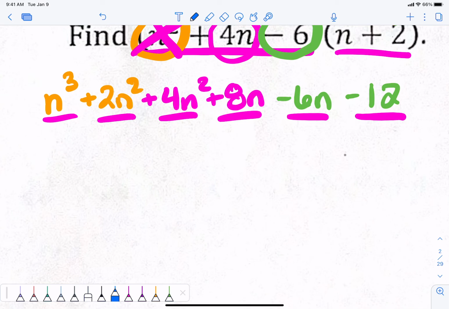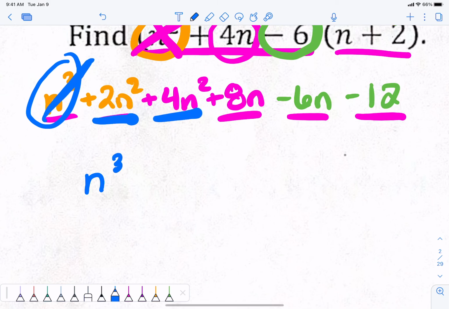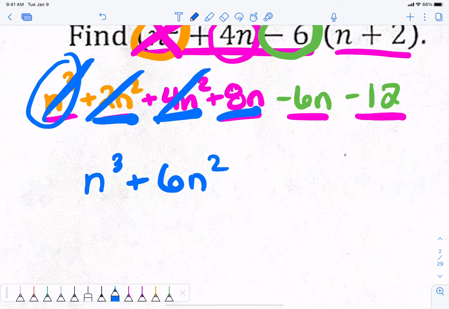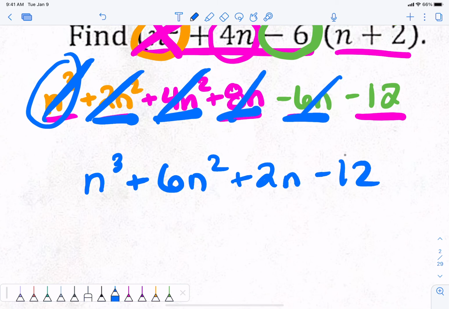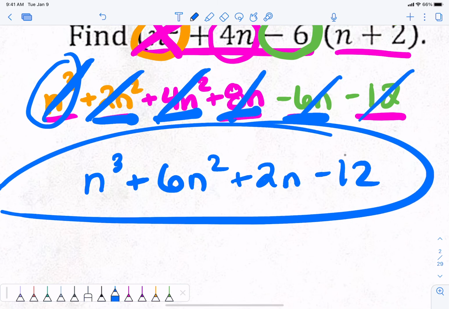We have 6 pieces. Can we put stuff together? N to the 3rd, we can't put anything with him, so we're just going to write n to the 3rd. But we have 2n squared and 4n squared, which is 6n squared. Then 8n minus 6n is 2n, and minus 12.